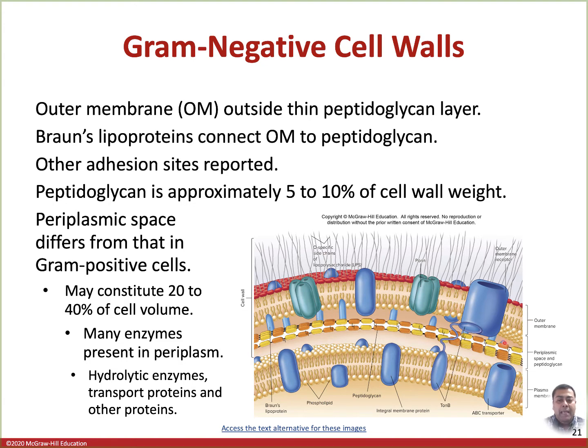The peptidoglycan is approximately 5 to 10% of the cell wall weight in gram-negative bacteria, whereas in a gram-positive cell wall, the peptidoglycan will be almost 90% of the cell wall weight. The periplasmic space also differs. It may constitute about 20 to 40% of the cell volume in gram-negative bacteria.